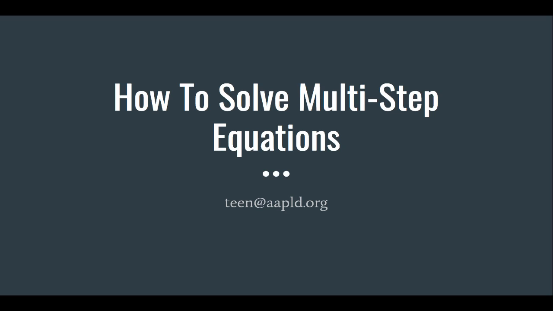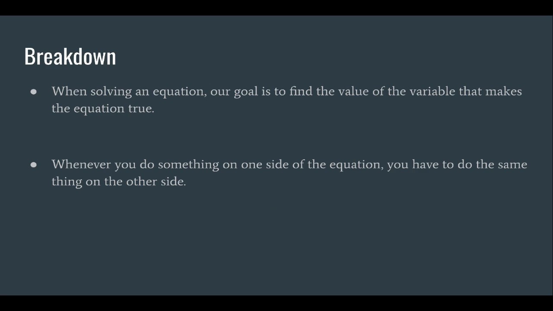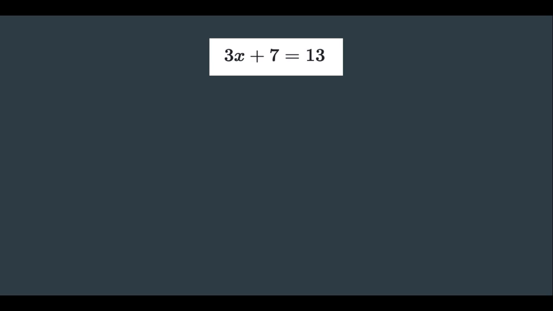I am Valentine Berlina and I am going to show you how to solve multi-step equations today. Some things to keep in mind when solving multi-step equations. When solving an equation, our goal is to find the value of the variable that makes the equation true. In other words, we are trying to isolate and solve for one variable in the equation. Whenever you do something on one side of the equation, you have to do the same thing on the other side to preserve equivalency. Let's do some practice problems on the next few examples.